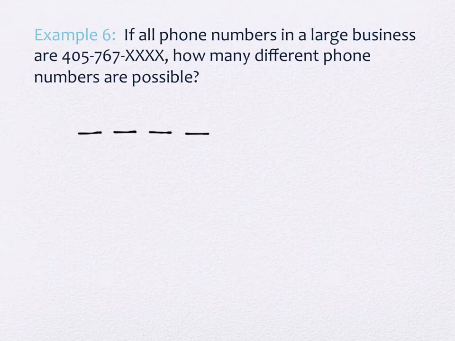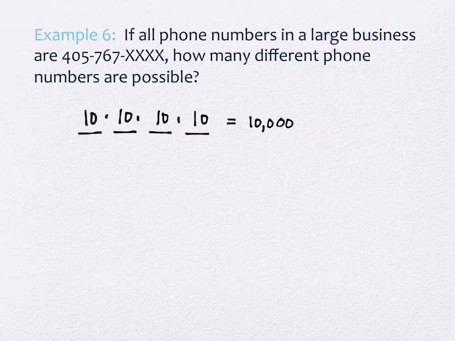So there are 4 different numbers that we have to pick. How many numbers do we have to pick from? 10. What are they? 0 through 9. So don't forget about 0. That's a common mistake. There are 10 different single-digit numbers, 0 through 9. And I can have any of those 10 digits in any of the 4 places, right? So what is 10 times 10 times 10 times 10? It is 10,000. So this company could have 10,000 different numbers.